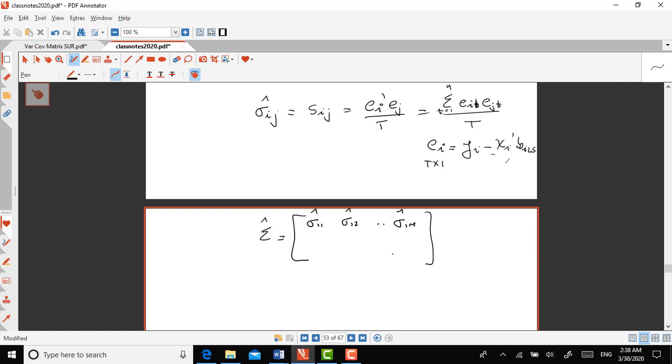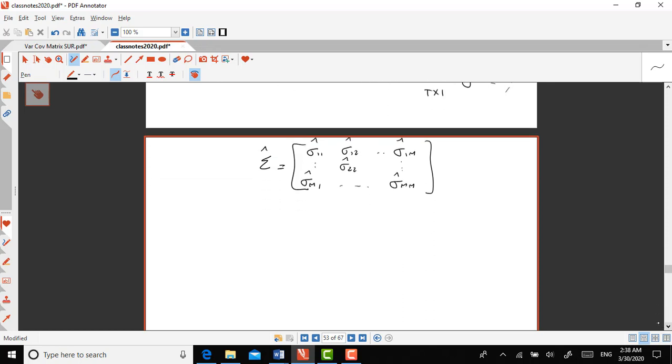One, two, and so on and so forth. Okay, so once we have that, in step 3, actually this is very easy. We have a feasible generalized least squares, which is called SUR. And I apologize because usually it's not called feasible SUR. SUR is just SUR. The previous one should be called the theoretical SUR.